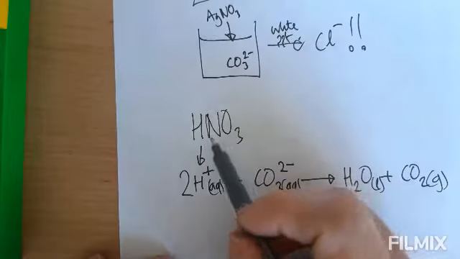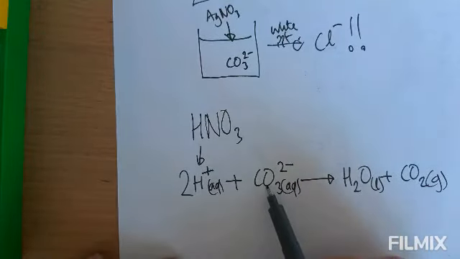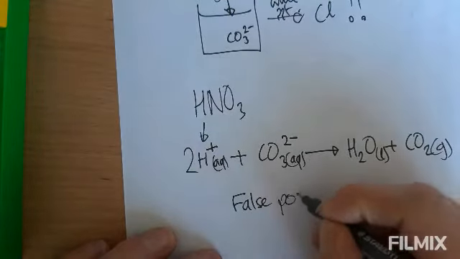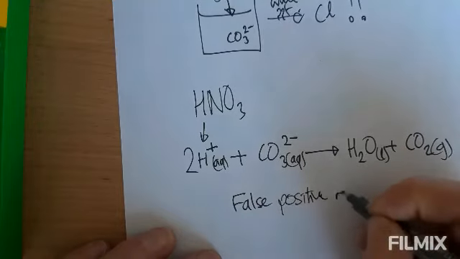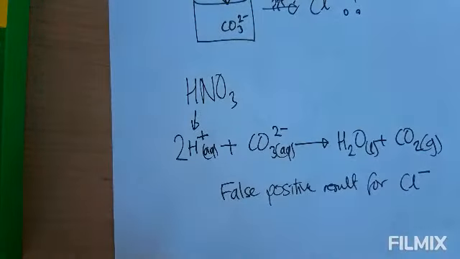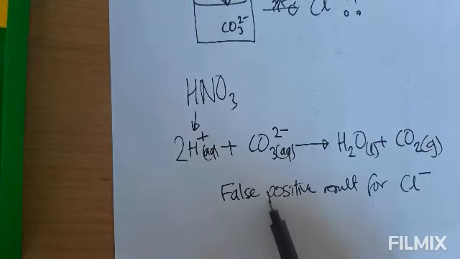Now, because you add the HNO3 first, you get rid of the carbonates, because carbonates can give you what is known as a false positive result for chloride ions. They give a false positive, which means they give you a white precipitate and you will go, oh, that means there's chloride, whereas it might not have meant there were chloride.